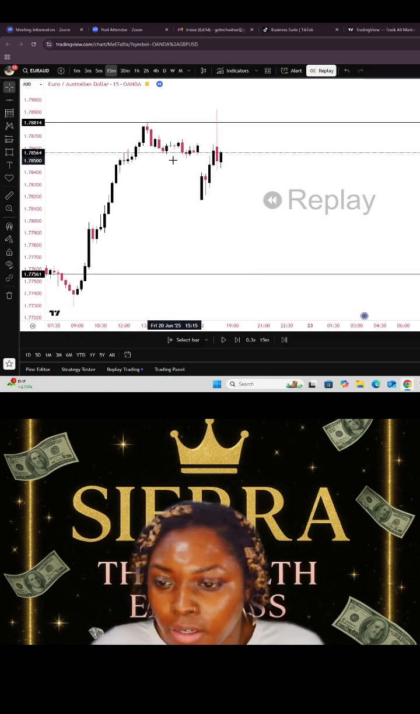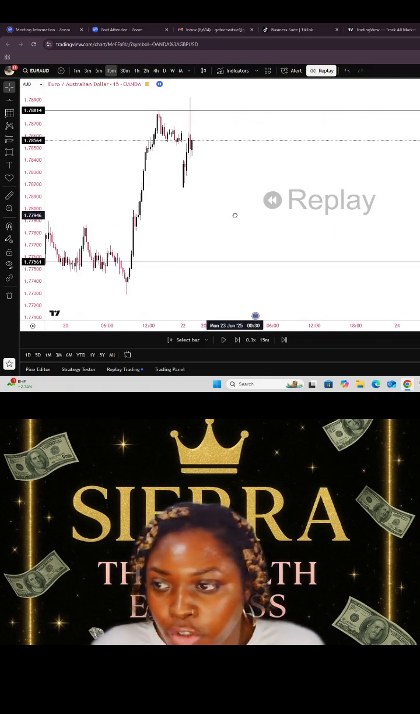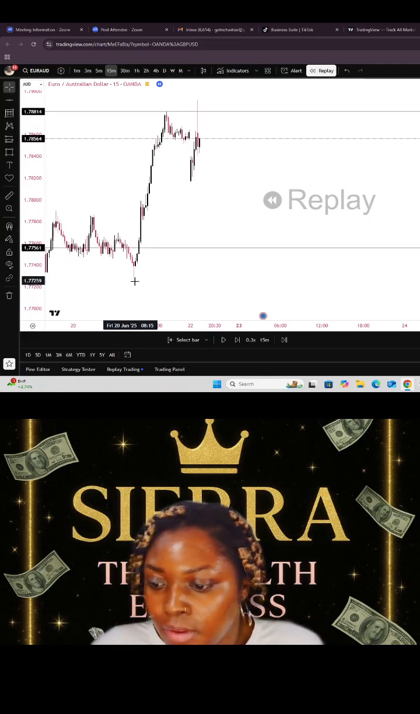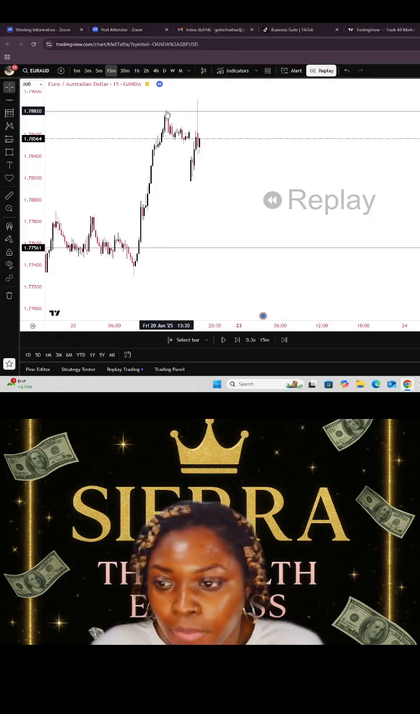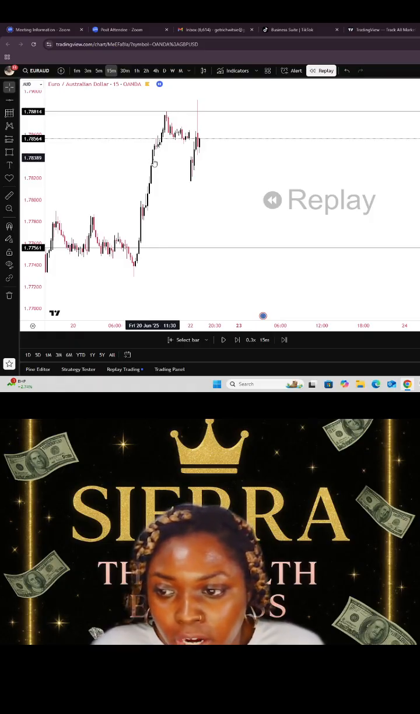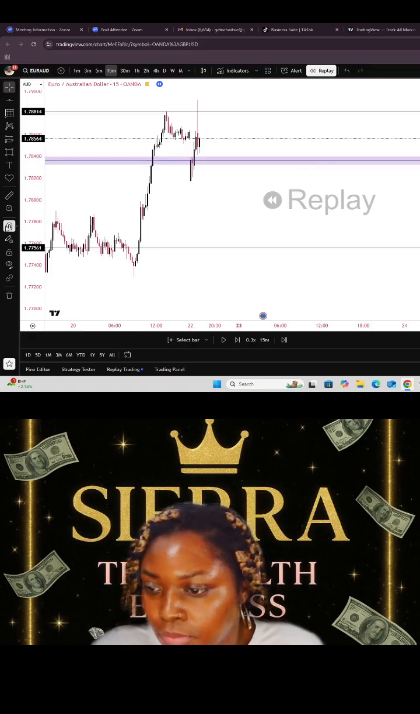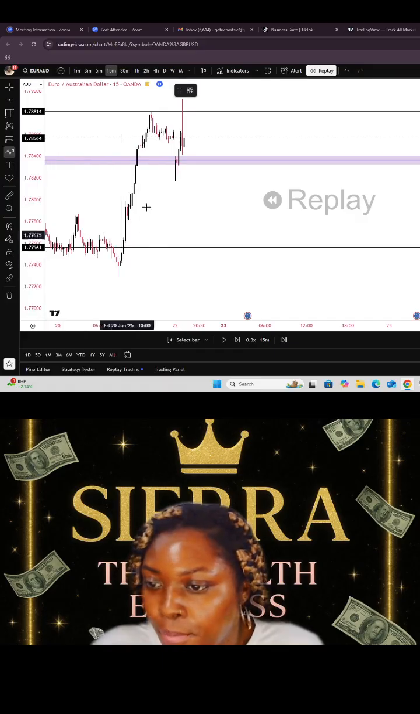Now here, I don't have any other structure point because we had this big bullish movement here. My last structure point is down here, that led me all the way up to here. But what I do see here is a fair value gap. So I am going to mark this gap up, and I can use this for my pullback.